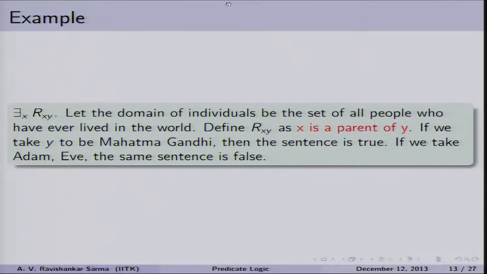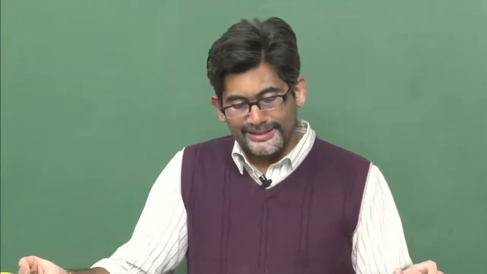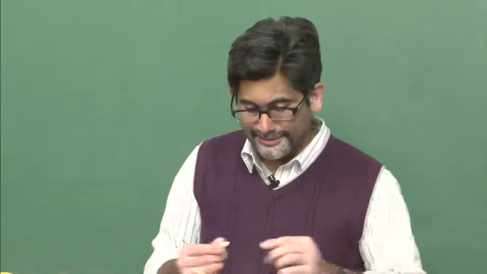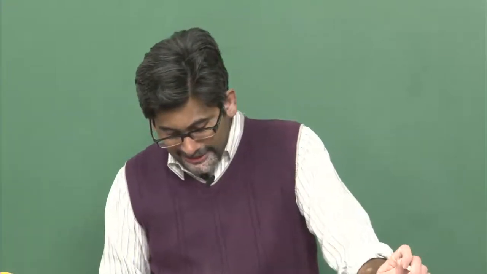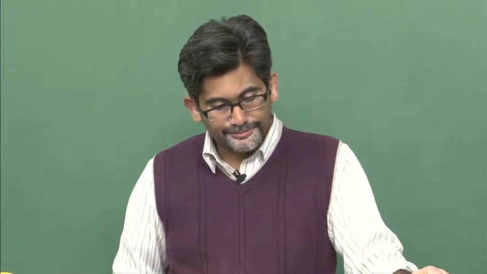Suppose, for the sake of fun, we take into consideration Adam, Eve and so on. We don't know whether Adam and Eve have parents. So for the same formula, there exists some x, R(x, y), in a domain where you have these objects, Adam, Eve and so on, that sentence may probably be false. What I am essentially trying to say is that the same formula has different interpretations, depending upon the domain and the interpretation.